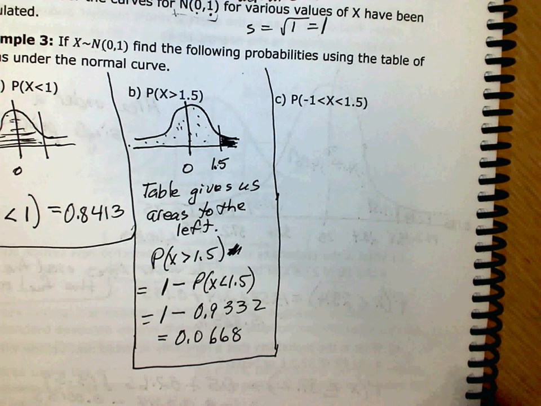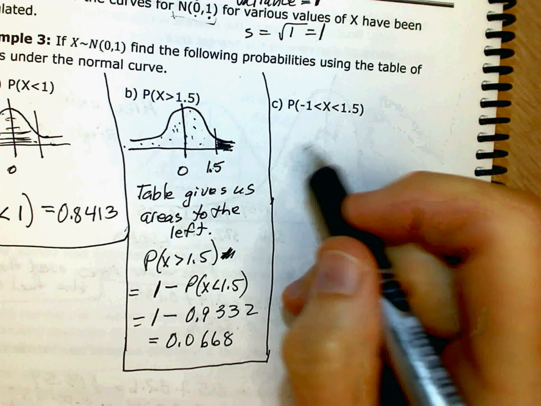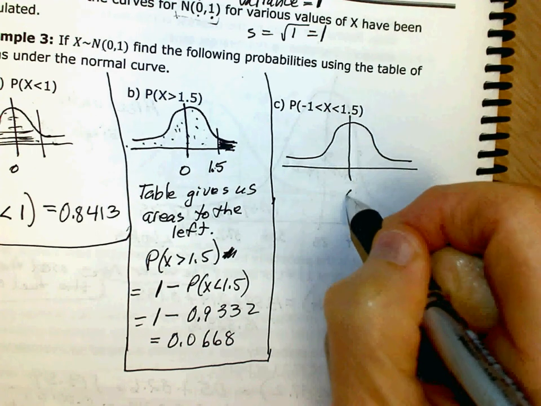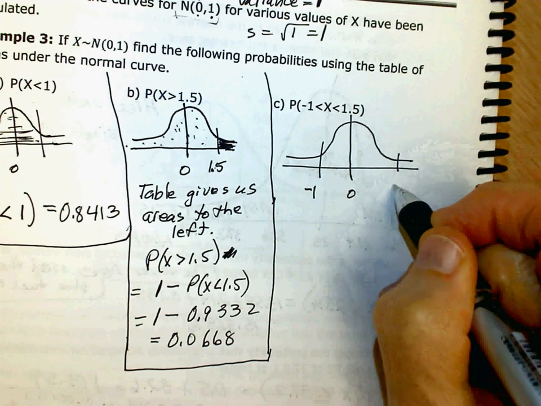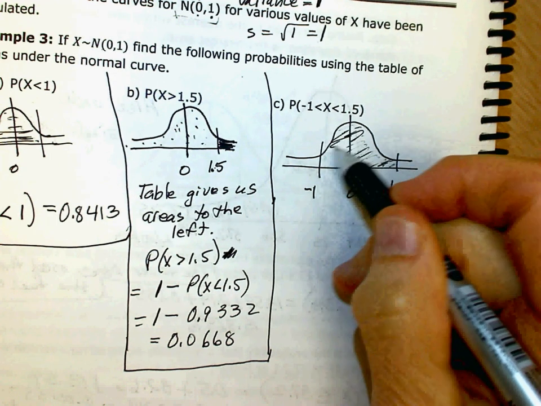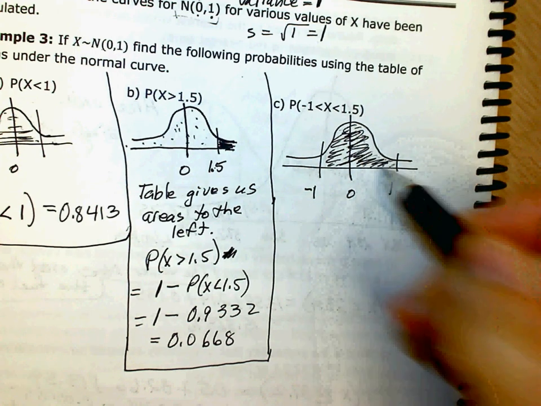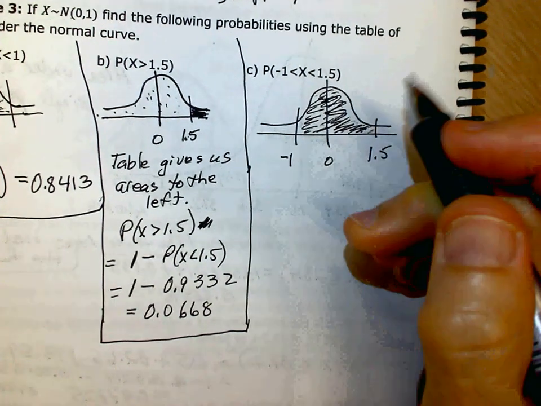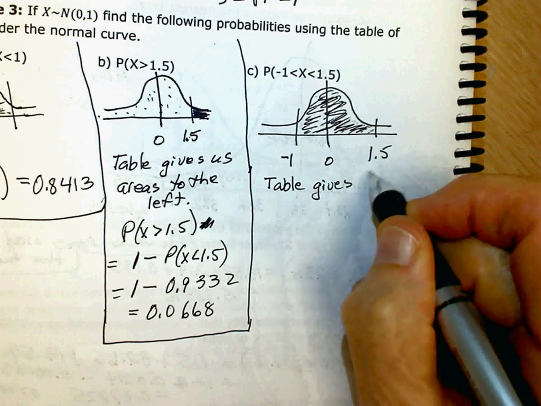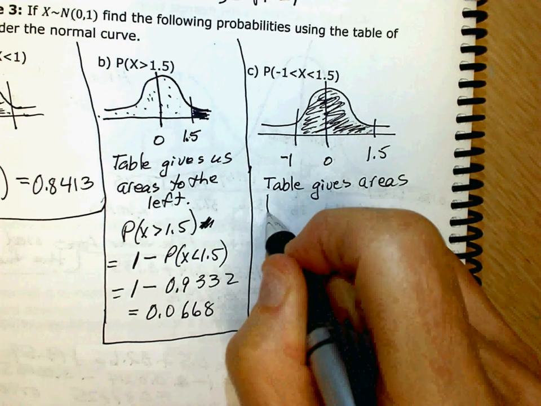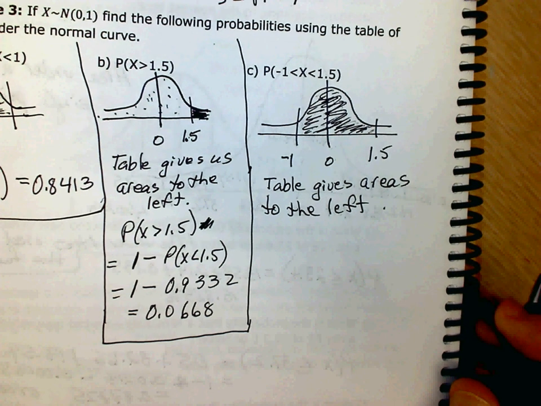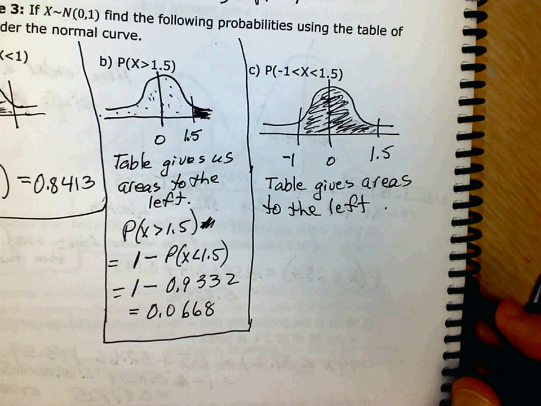Now they want the probability between 2 numbers. So if this is 0, then this is negative 1, this is 1.5. We want this probability. Remember, the table gives areas to the left. All right, so how are we going to do that? How are we going to find this area?